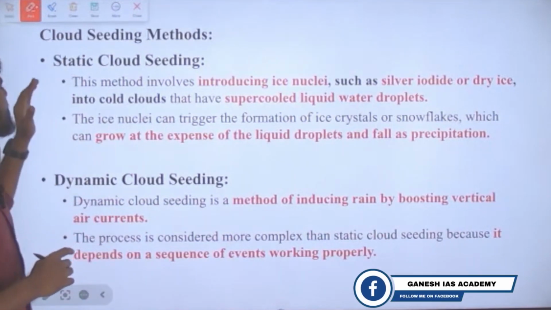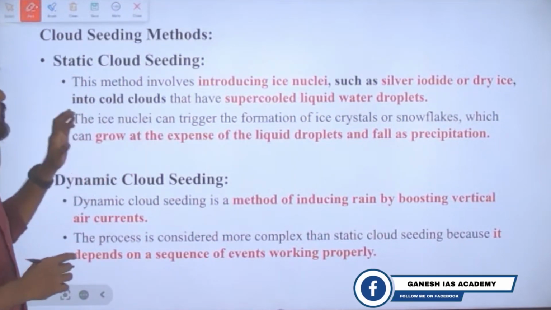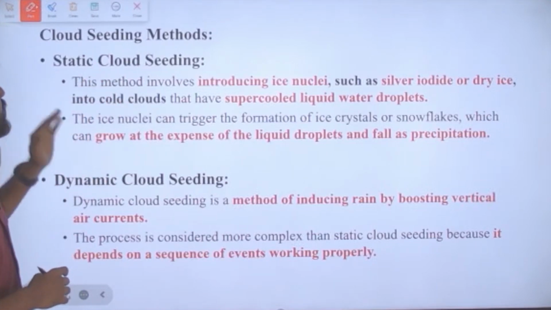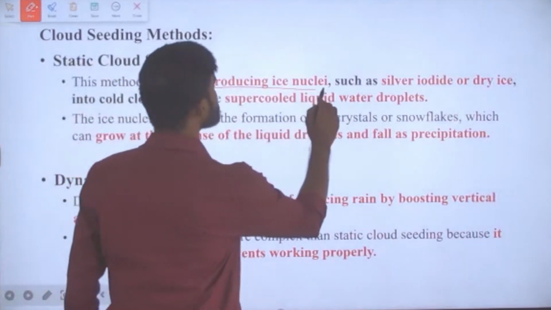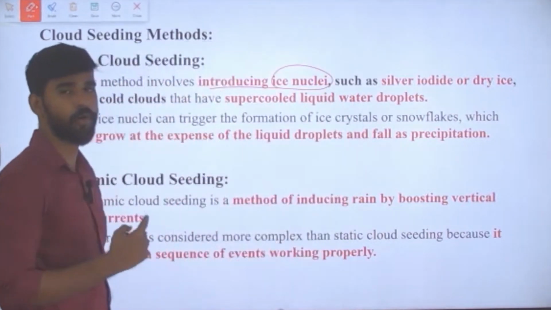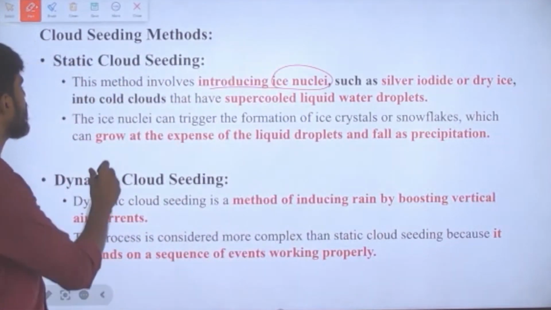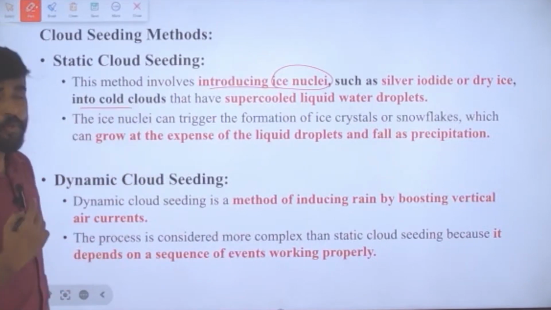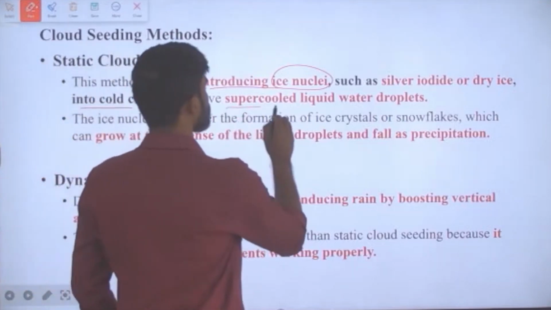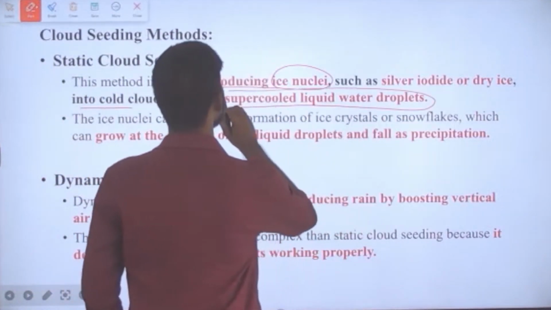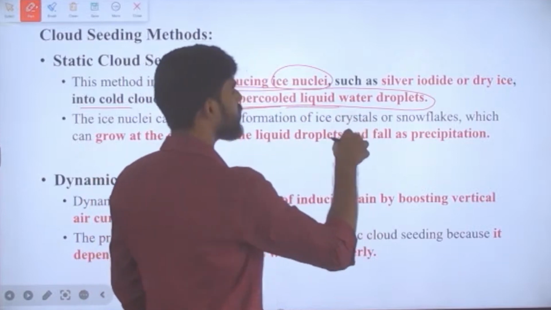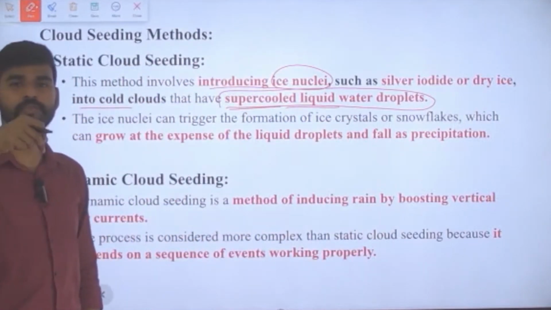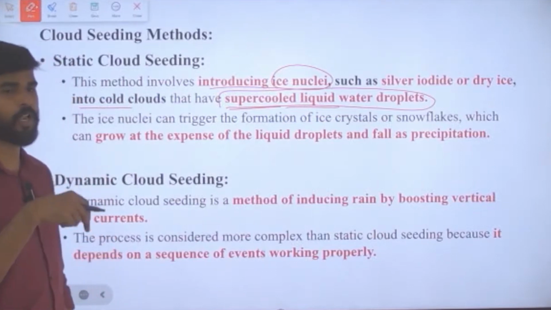The first method is called static cloud seeding. Here, like we saw in the previous slide, it is the same thing. It involves introducing ice nuclei like silver iodide, or even dry ice can be used here, into cold clouds that have supercooled liquid water droplets. Those droplets are not so big as to fall as precipitation, as rainfall.